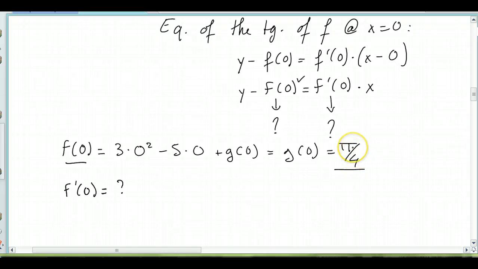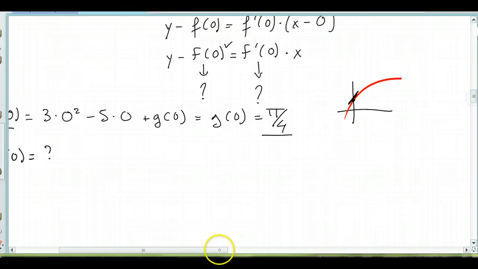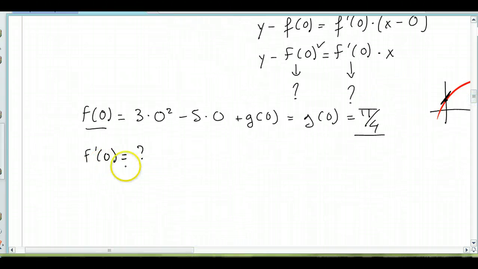Okay, it has nothing to do with it. You've got a function right here. The output at 0 has nothing to do with the slope of the tangent at 0. There's no relation. So how do we find f prime of 0? Well, we need f prime of x. So let's get f prime of x.